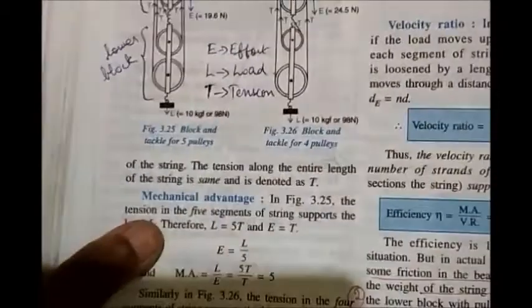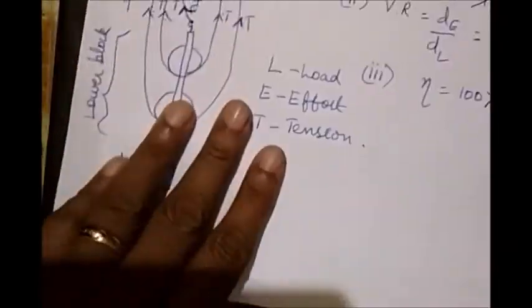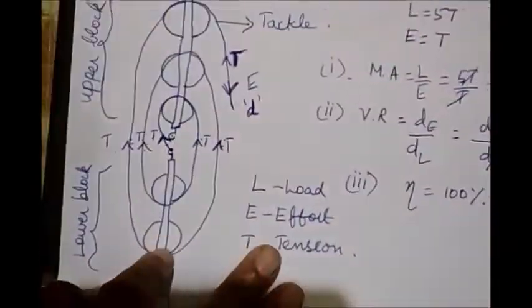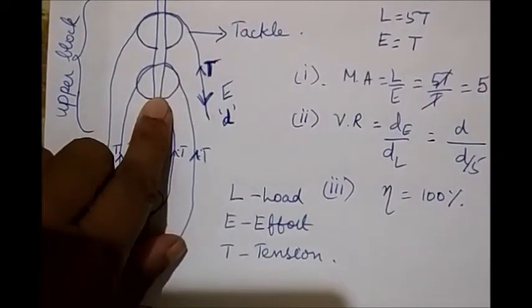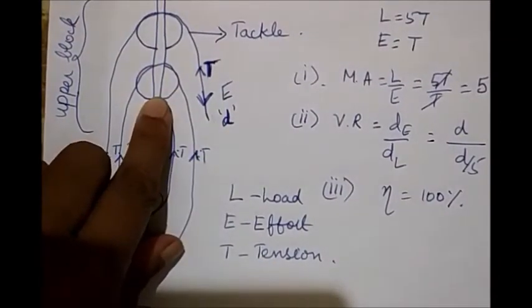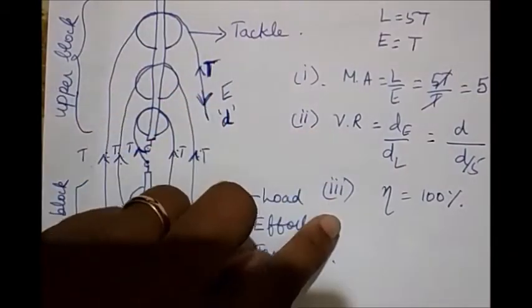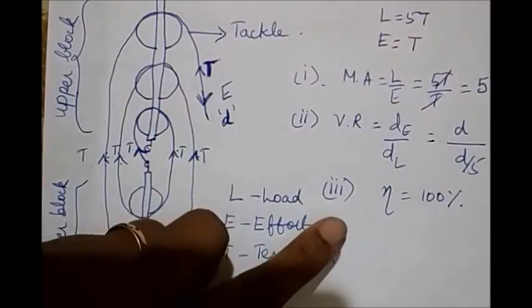Let's look at the book. Now I expect you to pause the video and draw this block and tackle system with 5 pulleys, and derive MA, VR and efficiency. Please practice it, it will be of great help.